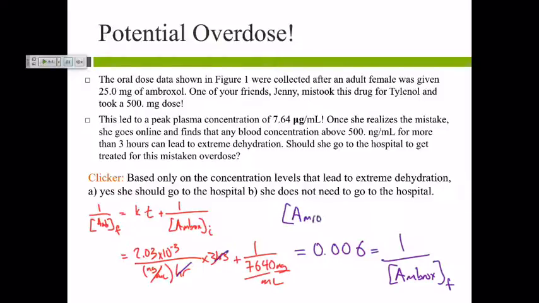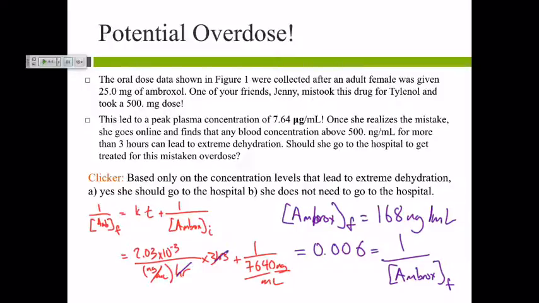So the final concentration is less than 500, so she doesn't need to go to the hospital. If she survives with her breathing for those 3 hours, she doesn't have to. Did that surprise you guys that it dropped down below the threshold so quickly?